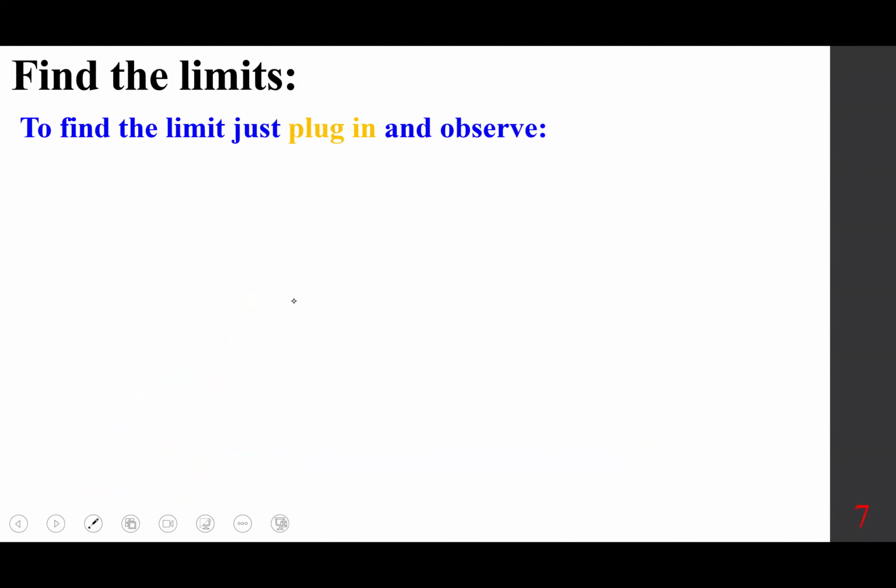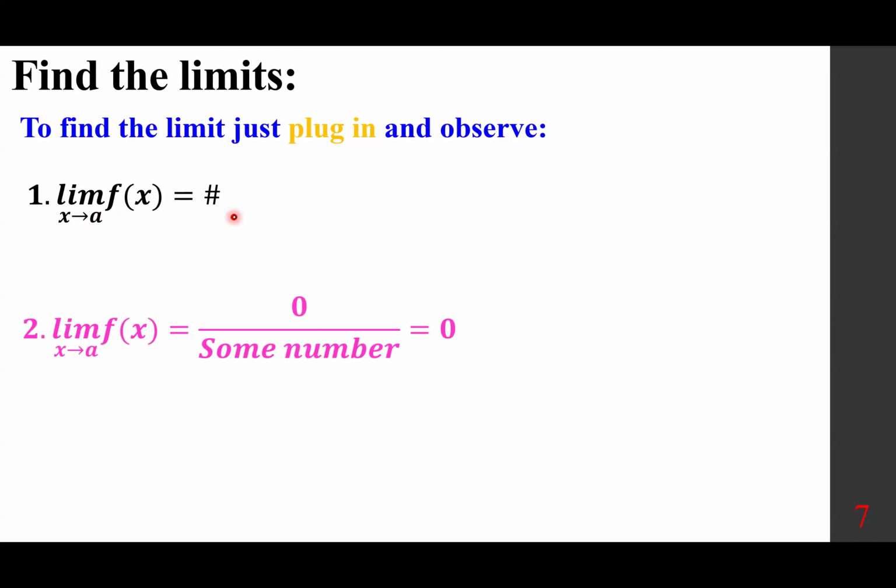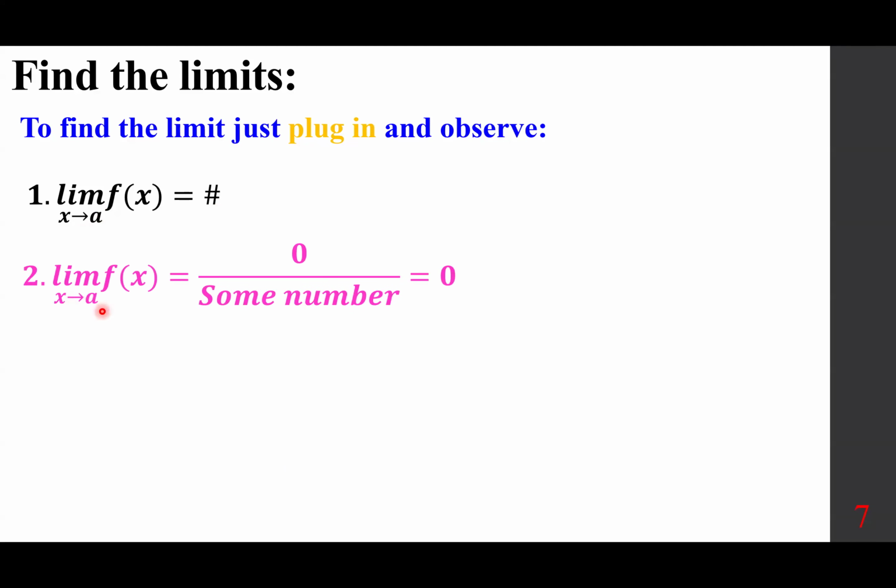To find the limit, just plug in and observe. So what happens? Well, we may get a number. We are done. Any number, we're done. The limit of f of x as x approaches a is some number. Or the limit of f of x as x approaches a is 0 over some number. By some number, we mean anything other than 0, and the answer is 0.